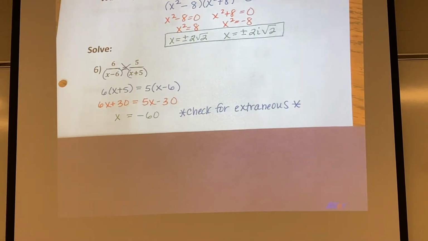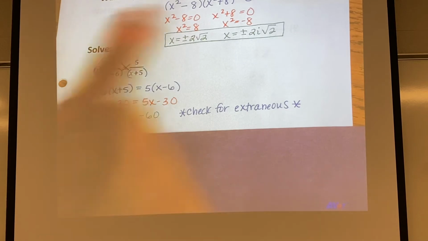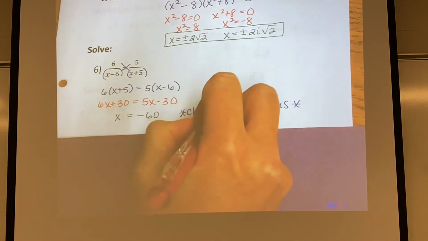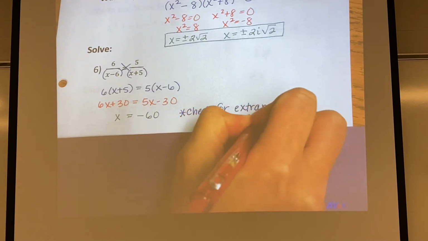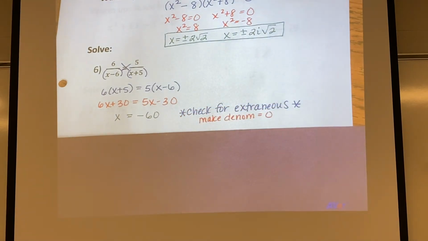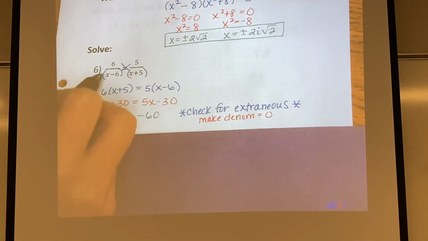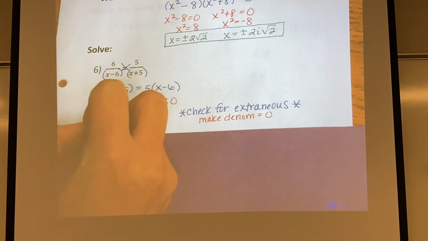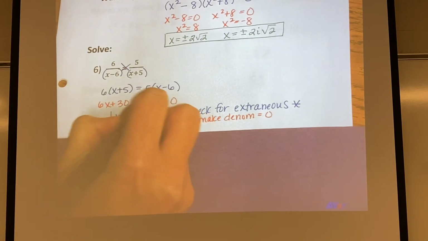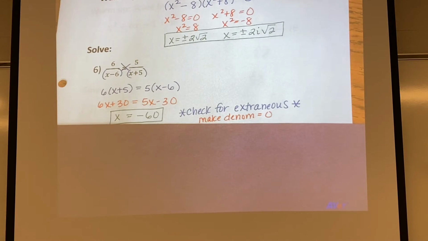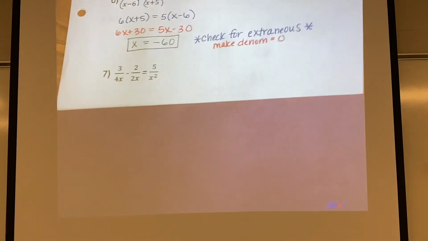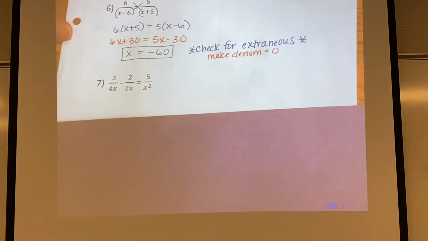So if our answer that we solve for makes our denominator equal to 0, then we would cross that option out. We wouldn't want it. But negative 60, if we put negative 60 in for any of those x's, it would not make it 0, so negative 60 is just fine. And it would be our answer. All right, let's try another one here.